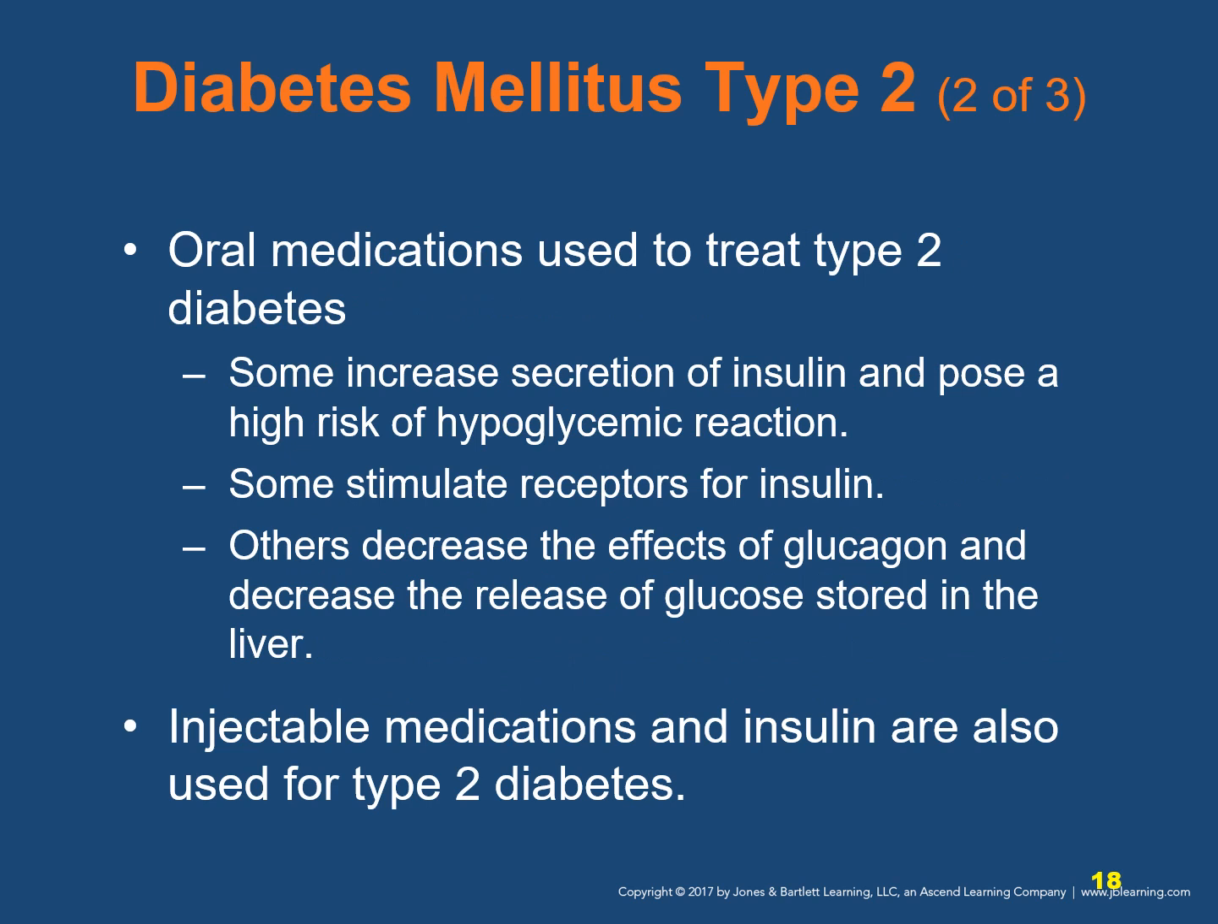Oral medications are frequently used to treat type 2 diabetes. Some increase secretion of insulin and pose a high risk of hypoglycemic reaction, however. Some stimulate receptors for insulin, and other medications decrease the effect of glucagon and decrease the release of glucose stored in the liver. Injectable medications and insulin are also used for type 2 diabetes.